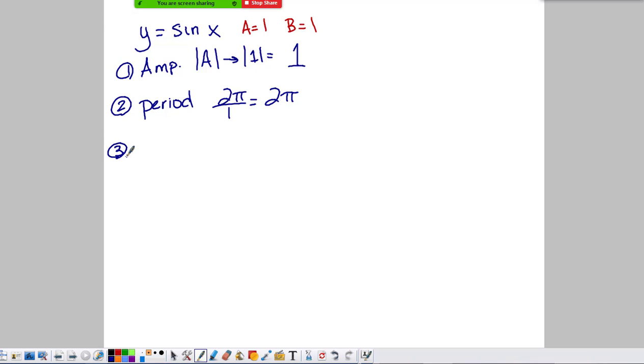So our third thing was figuring out those important points. The first one was when x equals 0. If you think about it, if you wanted to plug that in, you are finding sine of 0, right? And if you look on your unit circle, sine of 0 is going to give us a value of 0, right?